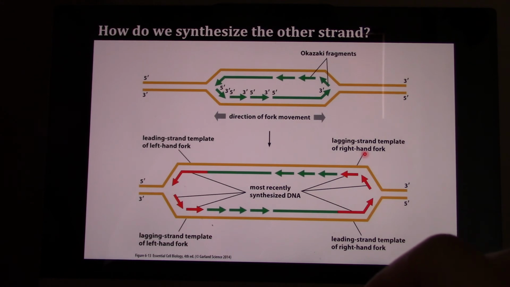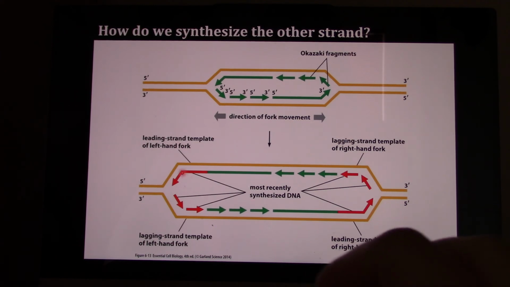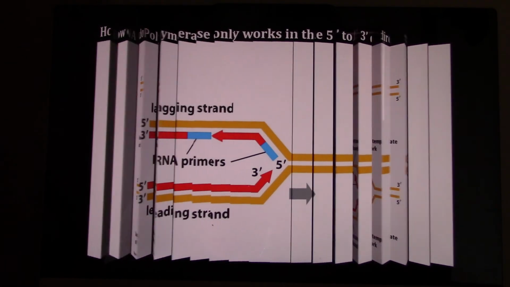And then on the other side, at the other fork, we've got the lagging strand template of the right-hand fork. And then on the top and on the bottom, we've got the leading strand template of the right-hand fork. So you can see that we've got two leading strands. They're diagonal from each other, and we've got two lagging strands that are diagonally across from each other. All right, so that's how the fork looks.